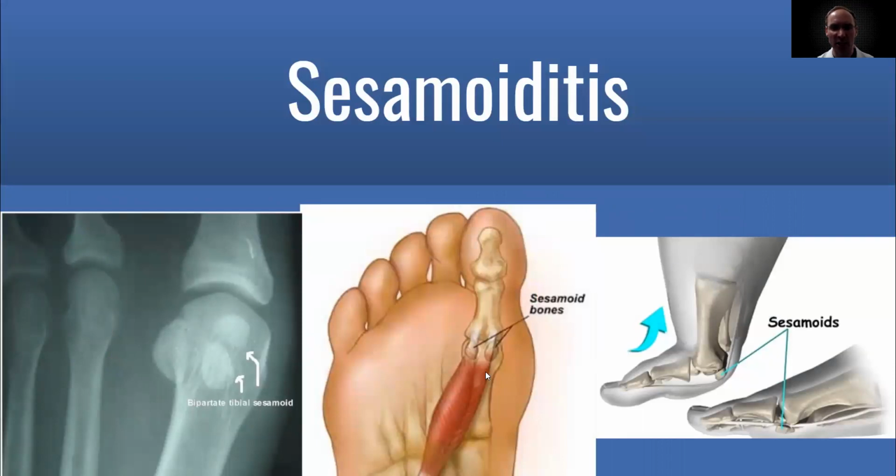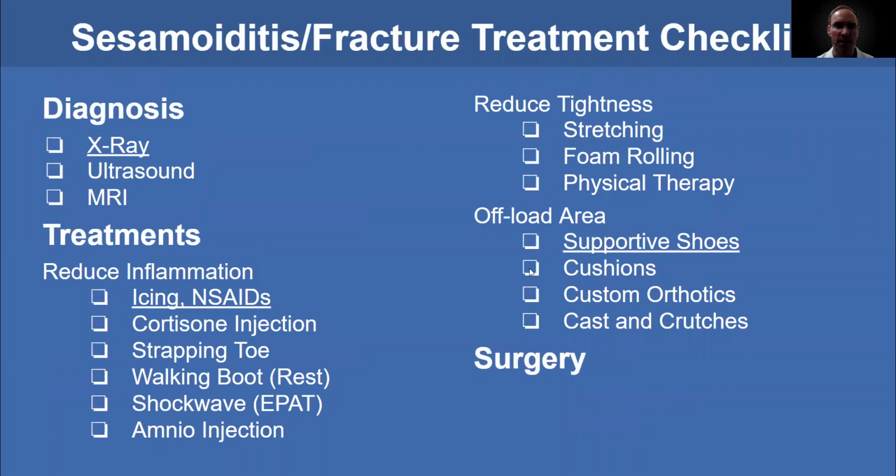Sesamoiditis is pain on the big toe, underneath the big toe right here. It can be a sesamoid fracture or a two-pieced sesamoid, as the picture shows. So either a sesamoiditis or a fracture, I would start with x-rays. Then if I'm unsure, I would get an ultrasound or an MRI to determine if it's bipartite or if it is a fracture. That's the key for sesamoiditis.